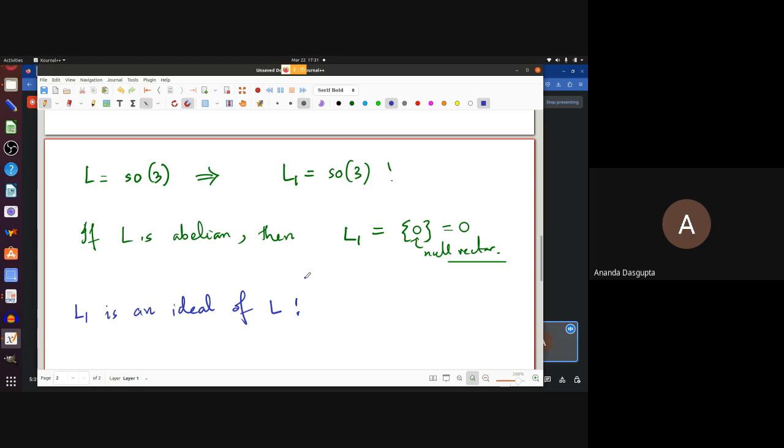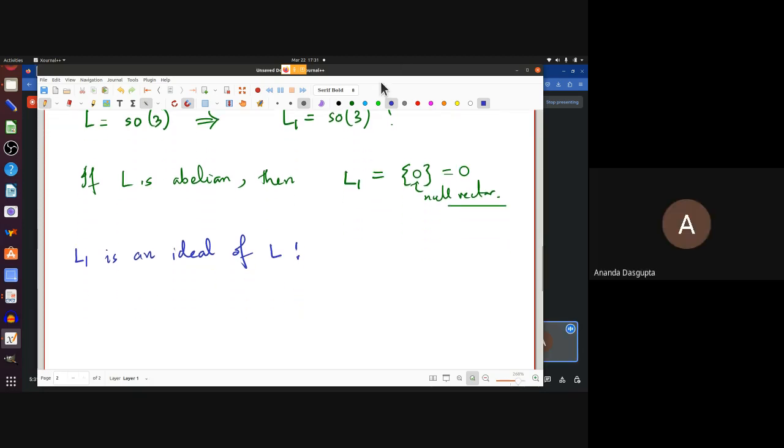In order to be an ideal, what you need is to ensure that if you take an element from the subalgebra and take any element from the original algebra, the bracket is in the subalgebra. That's trivially true for L1, right? By virtue of it being the span of all possible brackets. Is that okay? Yes, sir.